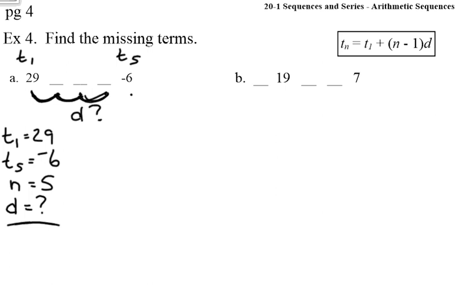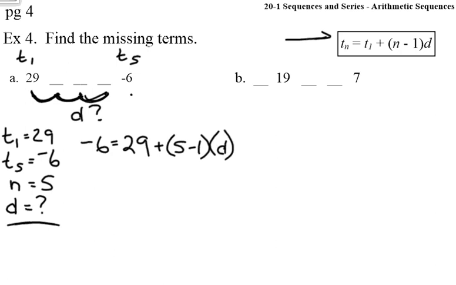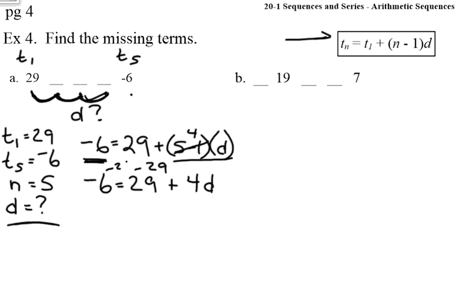So we plug into our formula. Our formula tells us that T of n, which in this case is T of 5, the 5th term, is -6. And that's going to equal term 1, 29, plus n minus 1. We know there's 5 terms, times the common difference we don't know. Here we go. Same formula, but now finding a different unknown because our T of n is known. Well, 5 minus 1 is 4. So I have negative 6 equals 29 plus 4d. And there you go. I just want to get d by itself. Subtract 29, get negative 35.